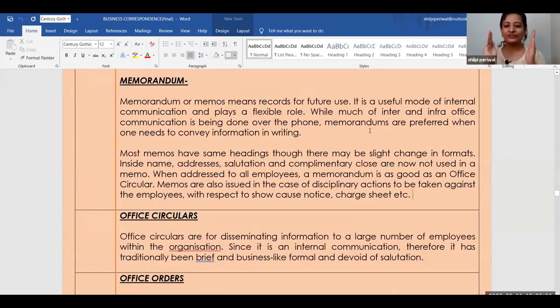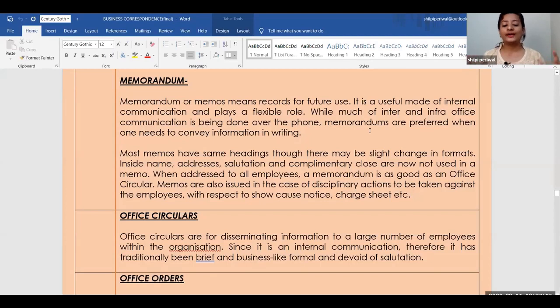Memorandum is like a record for future use. It's more of information which is put over there. Something like an employee regularly comes late for office. Then you put up a memorandum that every employee is supposed to come at 10 a.m. If they are late by 15 minutes, half day salary would be cut, and those kinds of things. Okay, so this is a memorandum.